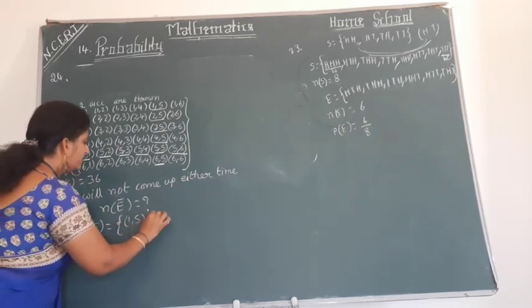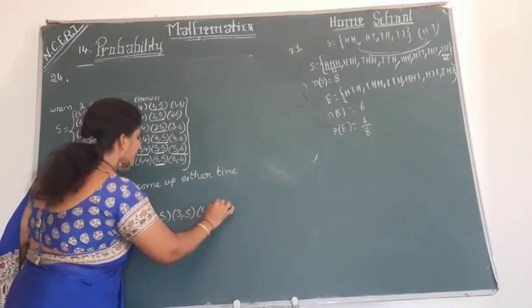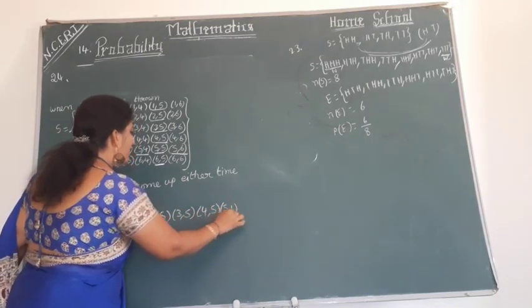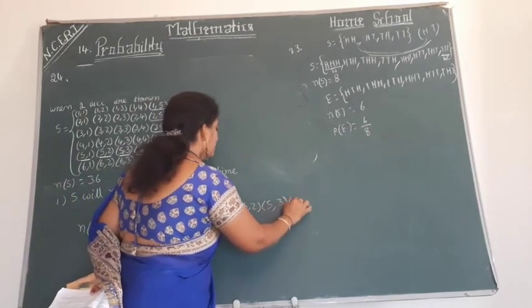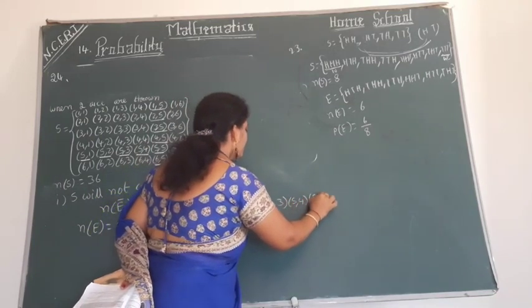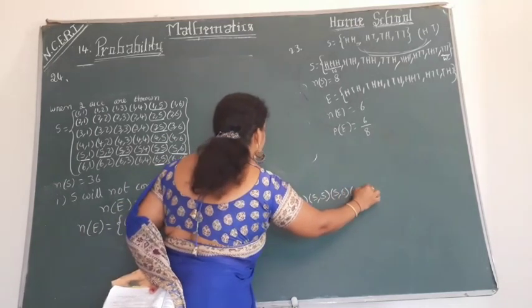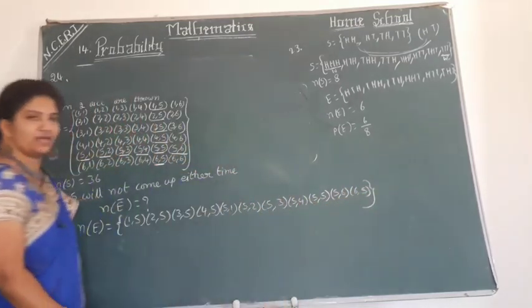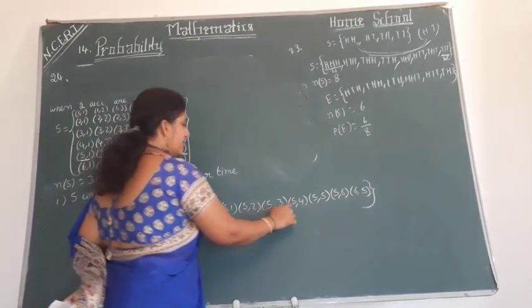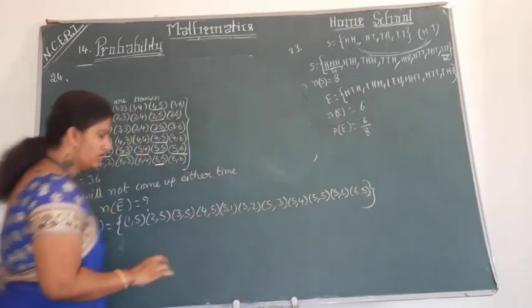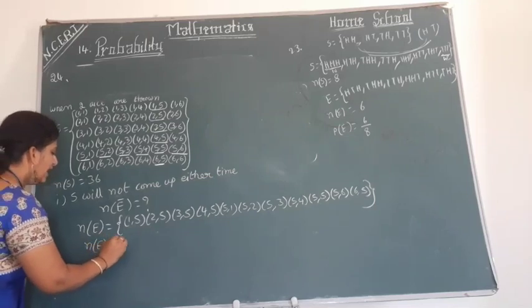(1,5), (2,5), (3,5), (4,5), (5,1), (5,2), (5,3), (5,4), (5,5), (5,6) and (6,5). So how many times is it coming? 1, 2, 3, 4, 5, 6, 7, 8, 9, 10, 11. So here n of E is equal to 11.